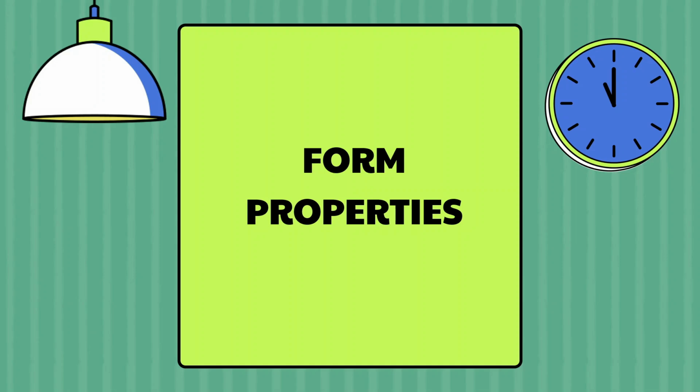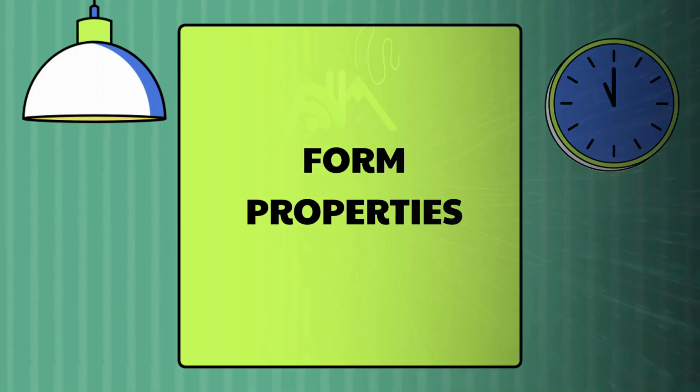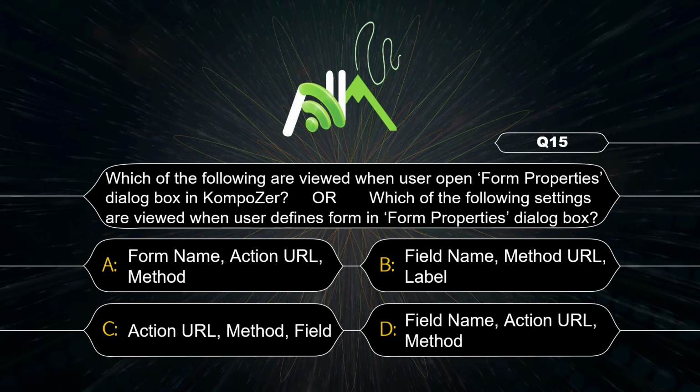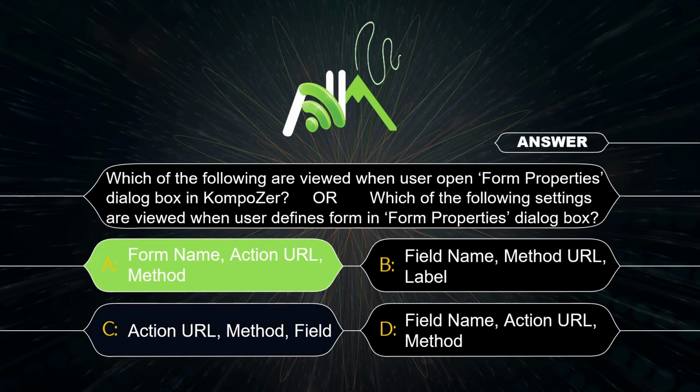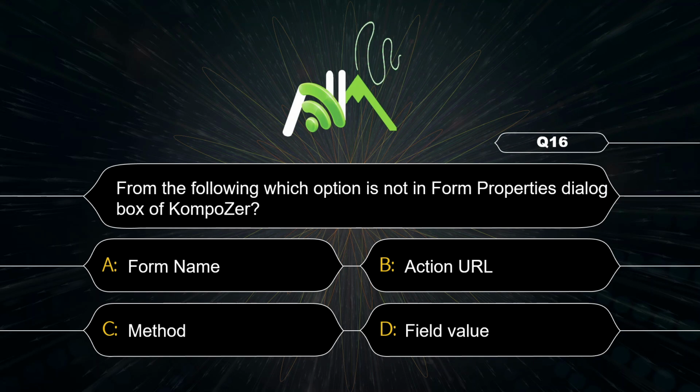Now we have seen form property, that is form name, action URL and method, but a question can be like this. So in the form property dialog box, what can you see? So the correct answer is option A. What you can't see or it is not available, that is field value. First, read the question properly. It is form property or form field property. Form property is for form and form field property is for input tag.